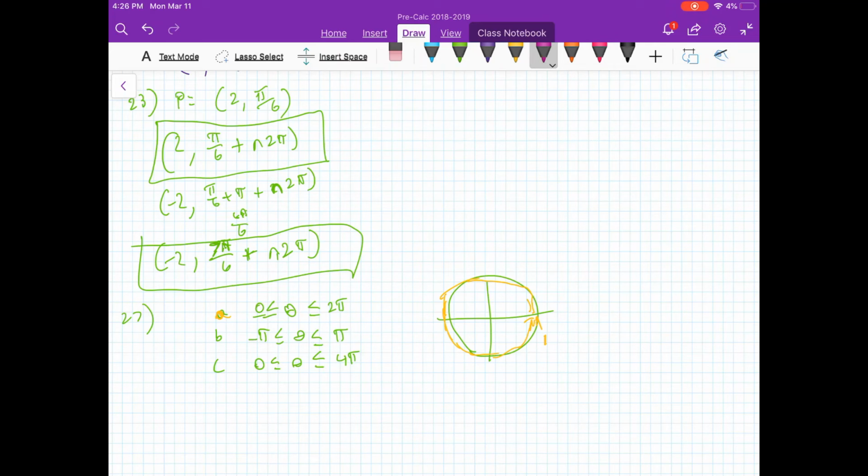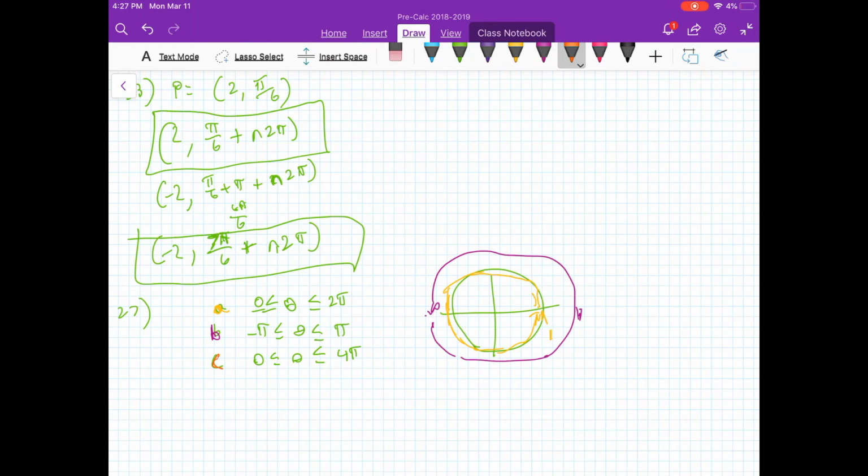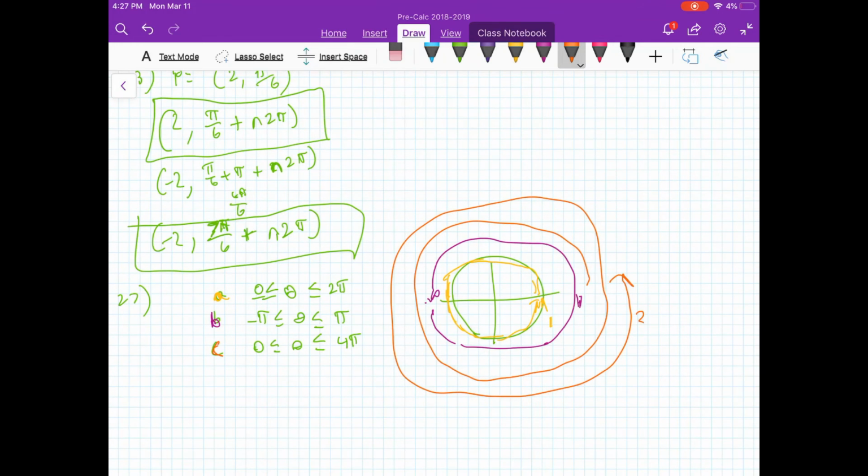And then on top of this we have B. B is from negative pi to pi. So this would be from negative pi all the way to pi. This is also one rotation. And then C would be from 0 all the way to 2 pi, and then 2 pi again, so 4 pi. So this would be a total of 2 rotations, starting from 0 there.